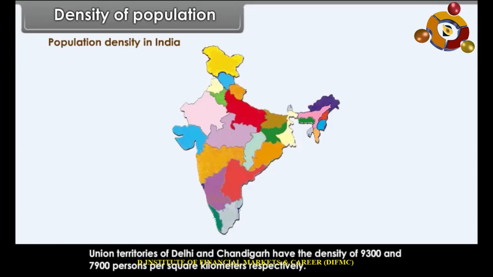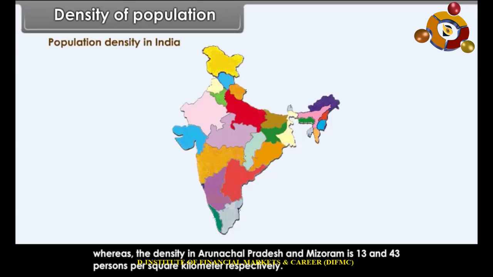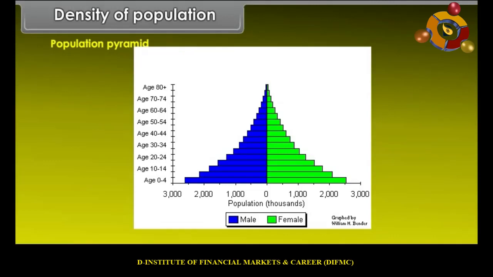Union territories of Delhi and Chandigarh have the density of 9,300 and 7,900 persons per square kilometre respectively, whereas the density in Arunachal Pradesh and Mizoram is 13 and 43 persons per square kilometre respectively. Population pyramid.